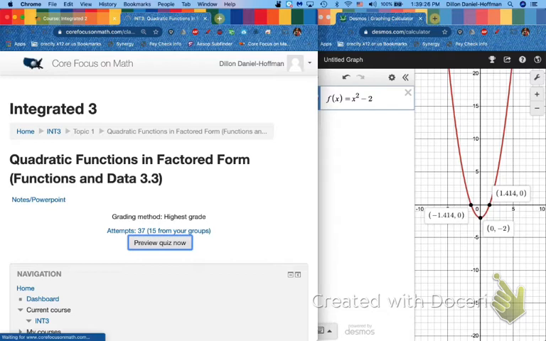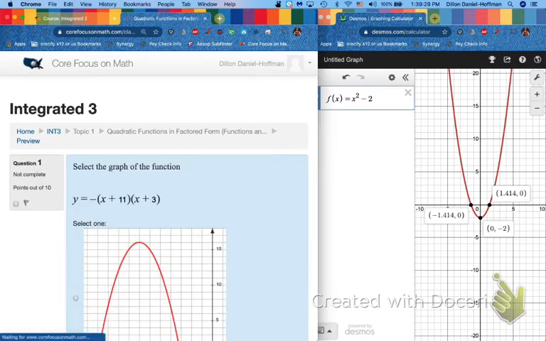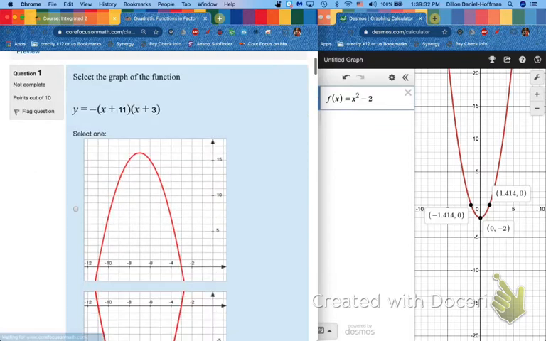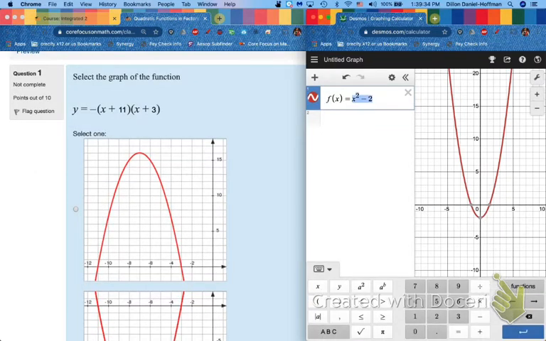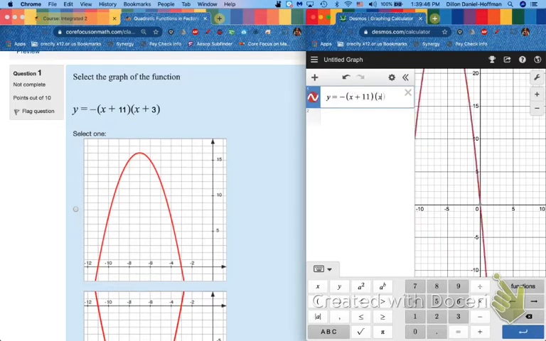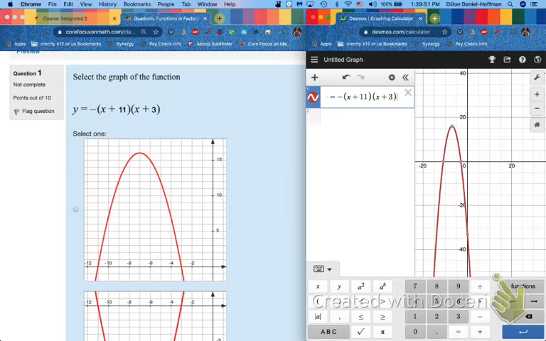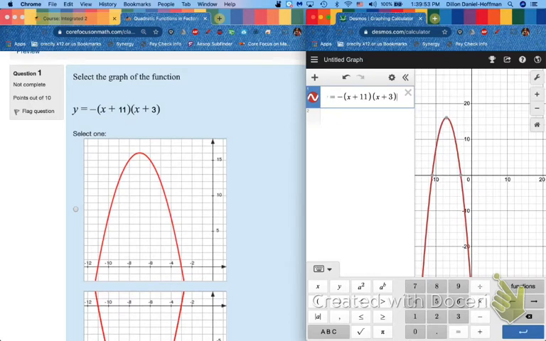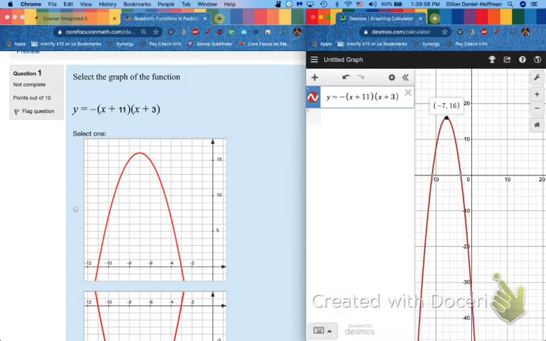Uh-oh, it says preview. So check it out. We're now going to type in this new graph. F of x or y, we'll use y since it says y, equals negative, so it's going to be upside down still. And then check it out. x plus 11, x plus 3. Because it's 11, I'm going to zoom out a little bit here. All right, so here's our graph. There's our vertex point. That is not easy to see from this information. We'd have to do some calculations separately for that.